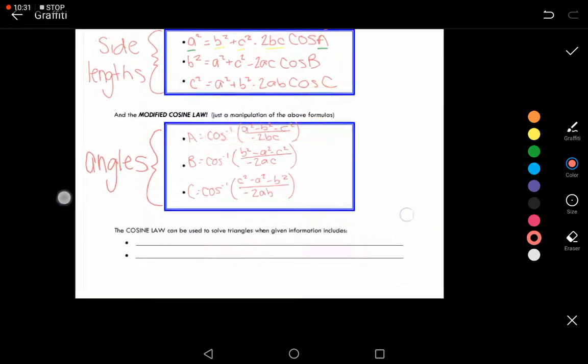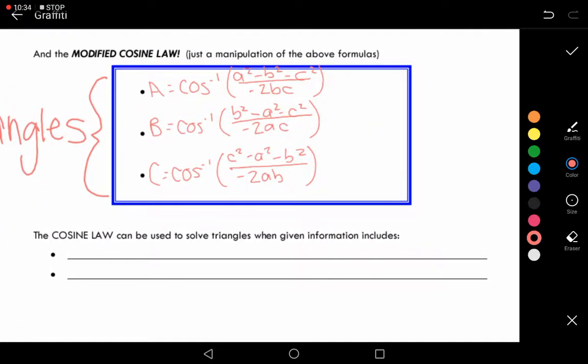All right, so now that we have the formula, we have to figure out when we can actually use this cosine law. The cosine law can be used to solve triangles when the given information includes all three side measures, or side lengths. If we're given all three side lengths, we can use this cosine law. Or we can use it if we are given two side lengths and the angle between them. And I'll draw you a little picture of that.